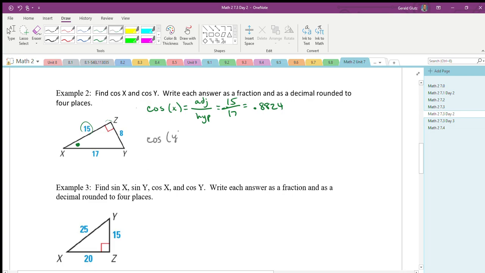And then they want us to find the cosine of y. So cosine of y, remember cosine is adjacent over hypotenuse. So if I'm looking at angle y, the leg that is adjacent to angle y would be 8. And the hypotenuse is still 17. So 8 divided by 17 is equal to 0.4706, excuse me.